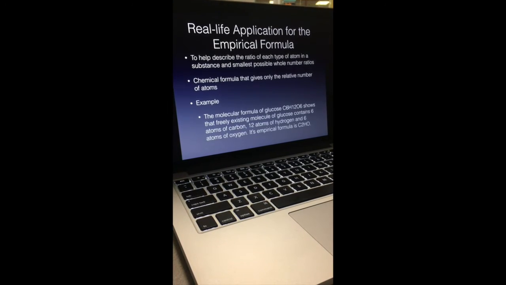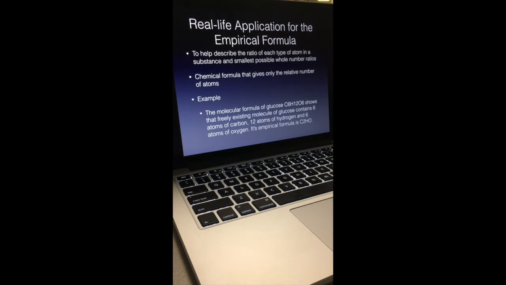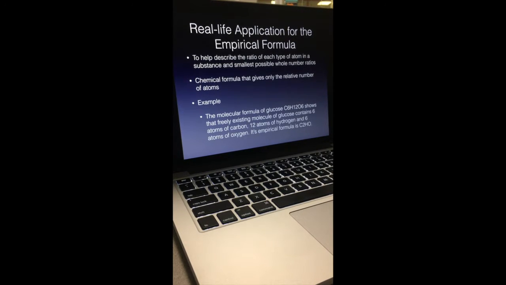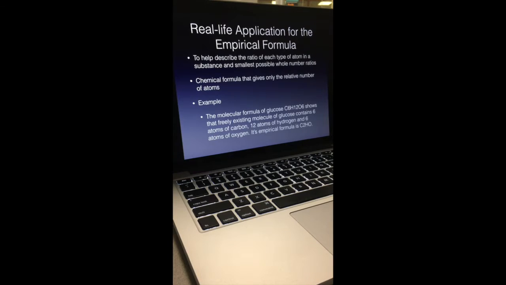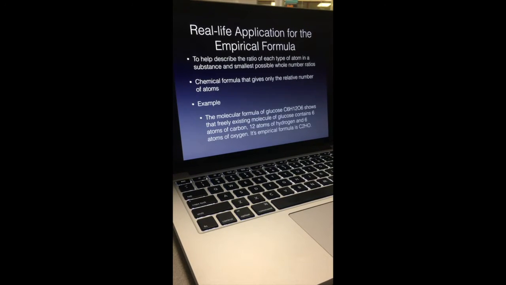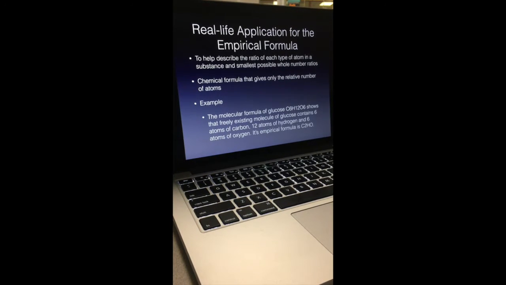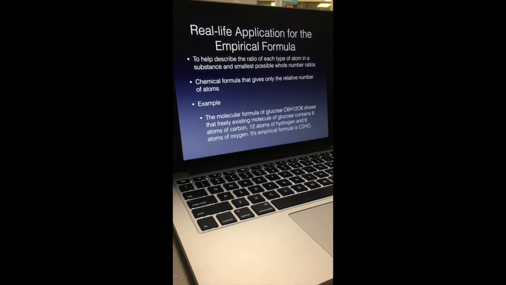Real-life application for the empirical formula: to help describe the ratio of each type of atom in the substance, the smallest possible whole number ratio. It is a chemical formula that gives only the relative number of atoms. An example is the molecular formula of glucose, C6H12O6, which shows that freely existing molecules of glucose contain 6 atoms of carbon, 12 atoms of hydrogen, and 6 atoms of oxygen. Its empirical formula is CH2O.